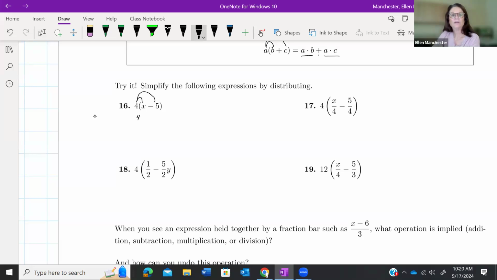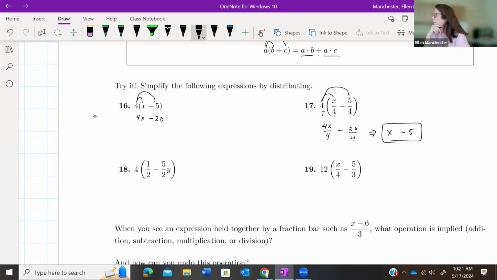Okay, so 4 times x is 4x. 4 times -5 is -20. Okay, and then same thing here. We're going to multiply 4 times x over 4 and 4 times -5 over 4. So we get 4x over 4. And you can look at this as 4 over 1. And then minus 20 over 4. And then we're going to reduce it. So 4x over 4 is just x. 20 over 4 is -5. Okay, or 20 divided by 4.